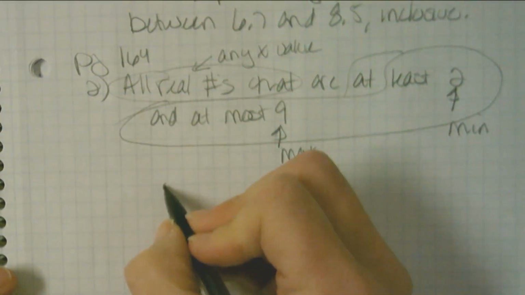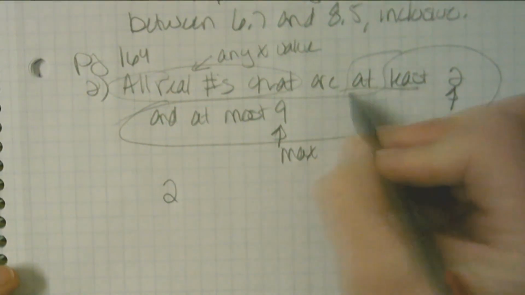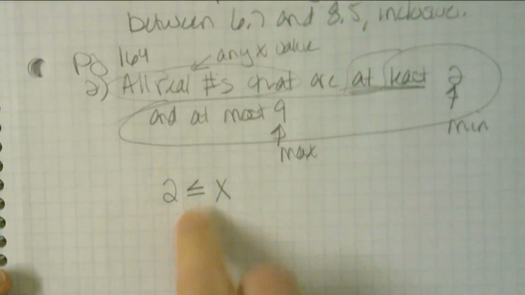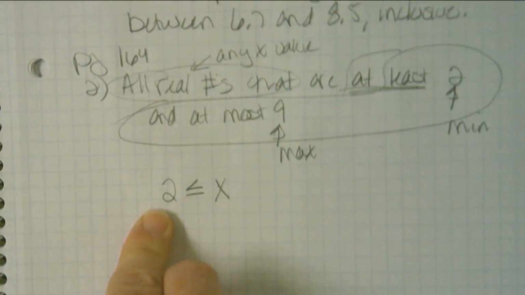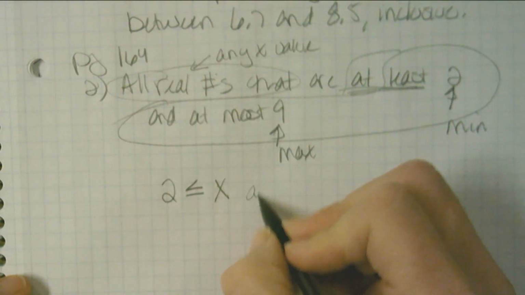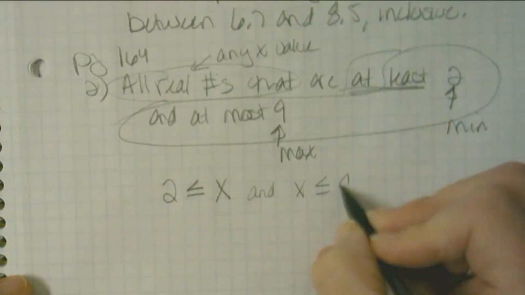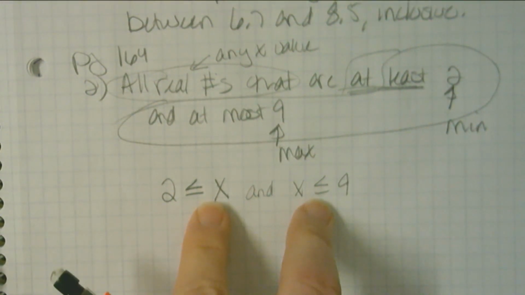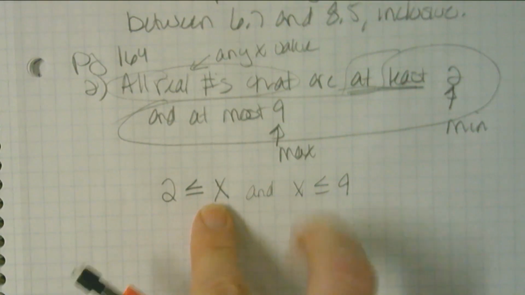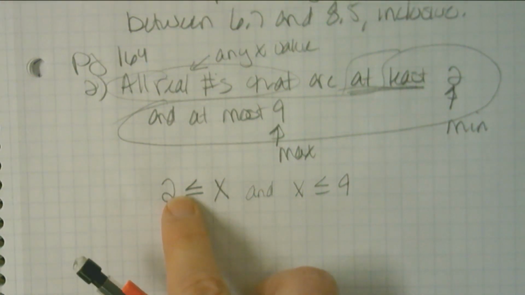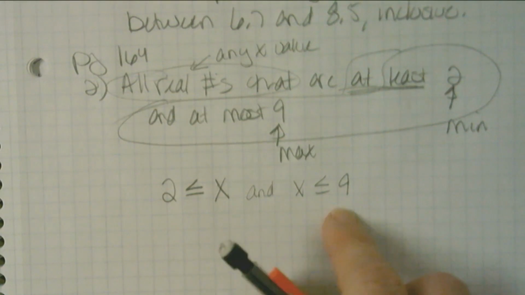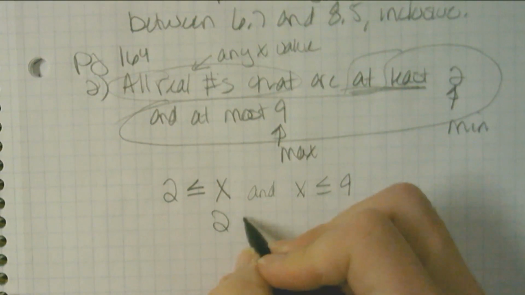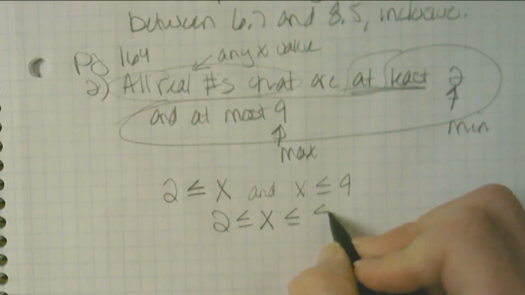All right, so I have a minimum of 2. At least means that it can include 2. So that means my x is greater than or equal to that 2. And I'm just going to write "and" here, that x is less than or equal to the 9. So if I wrote these 2 individually, that's what it would look like. All x's that are greater than or equal to 2, and all my x's that are less than or equal to 9. All right, but for ands, we put these 2 together. So it's 2 is less than or equal to x, which is less than or equal to 9.